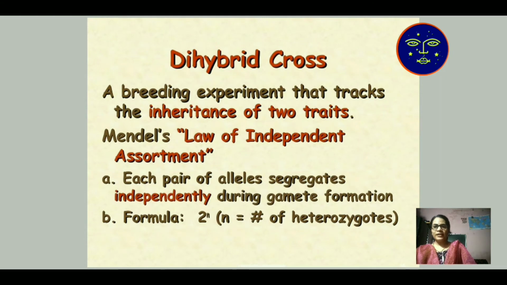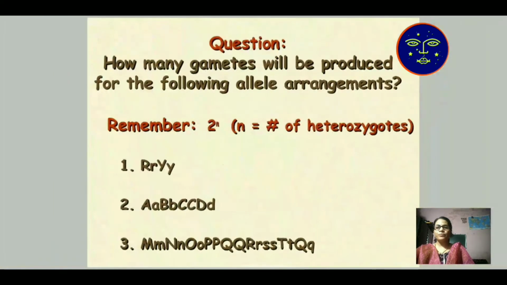In Mendel's law of independent assortment, first, each pair of alleles segregates independently during gamete formation. This means each character is inherited independently of the others, as in his single crosses. Second is the formula, which is 2 to the power n, where n is the number of heterozygous pairs. Question: how many gametes will be produced for the following allele arrangement? 2 to the power n, where n means the number of heterozygotes.